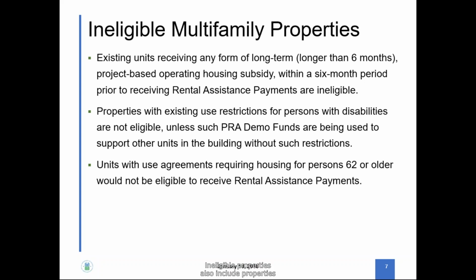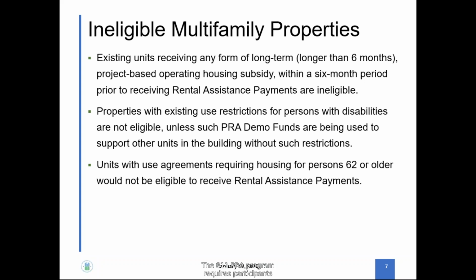Ineligible properties also include properties with existing use restrictions for persons with disabilities, unless the 811 PRA funds are being used to support other units in the building without those restrictions. This means that units used for the 811 PRA program cannot have an existing use restriction already to serve people with disabilities. Finally, ineligible properties also include units with use agreements requiring housing for persons 62 or older. They would not be eligible to receive 811 PRA payments.